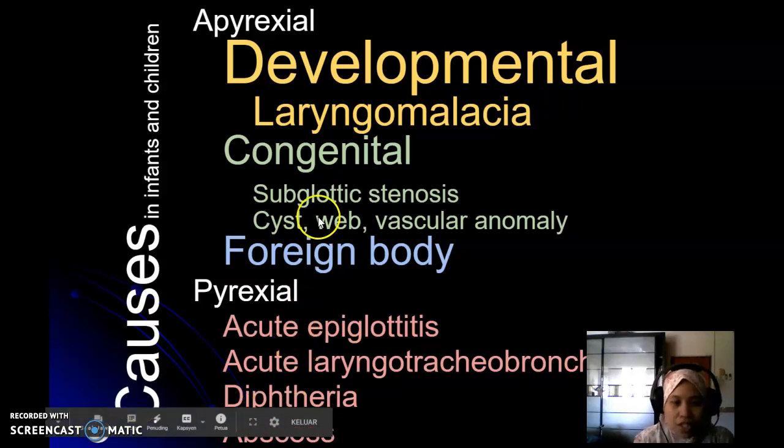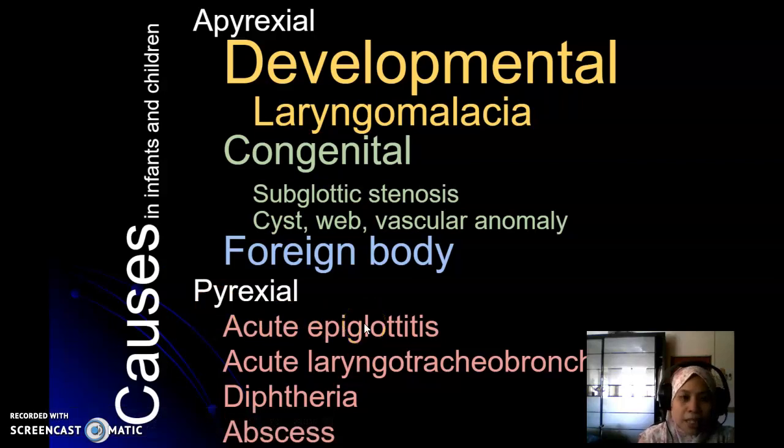Similar to adults, in children we need to have this framework if, let's say, we are assessing a child presenting with stridor. The causes of stridor in infants and children are briefly divided into apyrexial causes and pyrexial causes, meaning whether the child presents with fever or not. For apyrexial causes, the commonest cause is laryngomalacia.